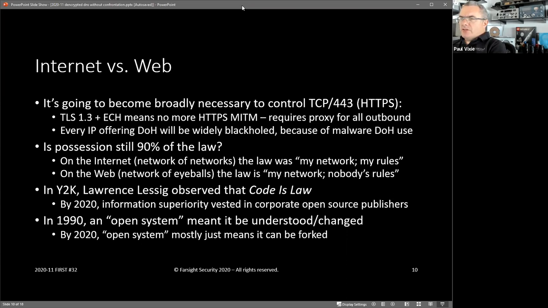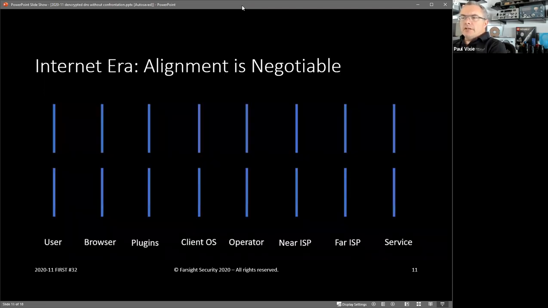Now, I want to say that this is a difference between the internet and the web. On the internet, it was a network of networks, and every network was considered, I don't know, autonomous. That's just unacceptable in a web world. And in 2000, Lawrence Lessig said famously that code is law, but this is the information age, and information superiority kind of requires that you not let other people intercept or observe the information that is necessary to your success. In 1990, an open system meant you could change it. Today, it just means you can fork it. See Android for an example. So again, in the internet, all of these intermediaries had the ability to move out of alignment and say, I'm not going to carry that traffic, whatever that might be. Maybe an AUP violation or something else.